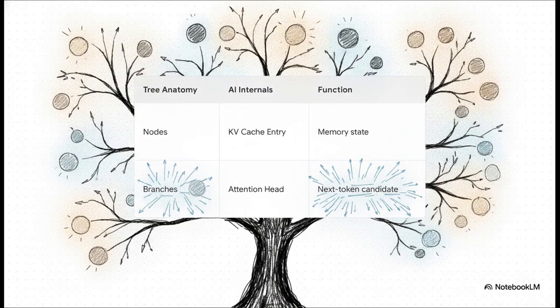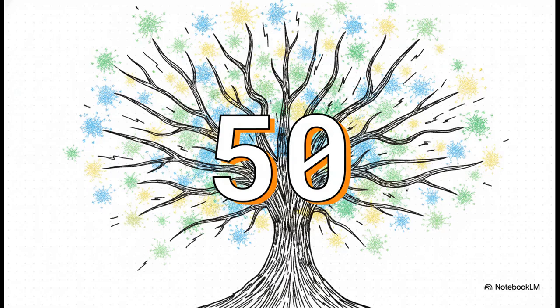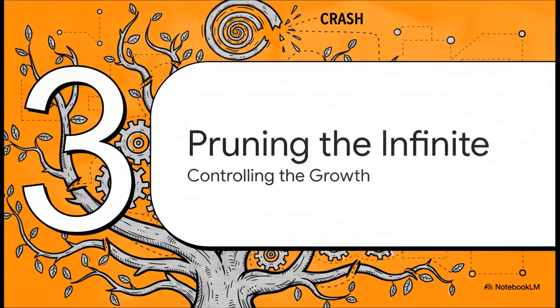From that single node, every possible choice branches out, weighted by the AI's attention. The AI's attention span literally decides which branch becomes the thickest. And to put the sheer scale of this into perspective, the AI is making these branching next token decisions roughly 50 times every single second. It's generating an explosive, almost unimaginable number of paths continuously. Which brings us to Part 3, Pruning the Infinite, or Controlling the Growth.